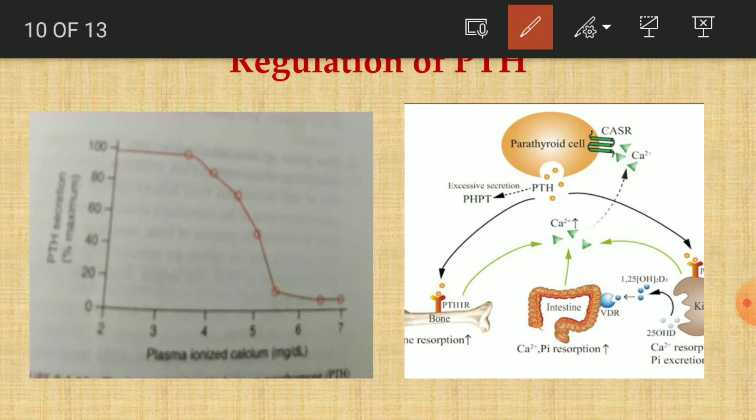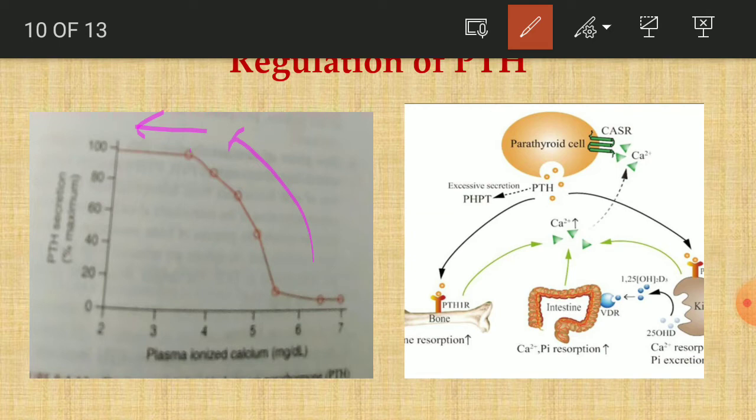PTH release gets maximally stimulated when the plasma calcium falls up to 3.5 milligram per dl. When the level falls up to 3.5 milligram percent, there occurs maximum rise of PTH release. After that, if calcium level further falls, there occurs no further increase of PTH. This is the maximum release. Thereafter, it attains a plateau.